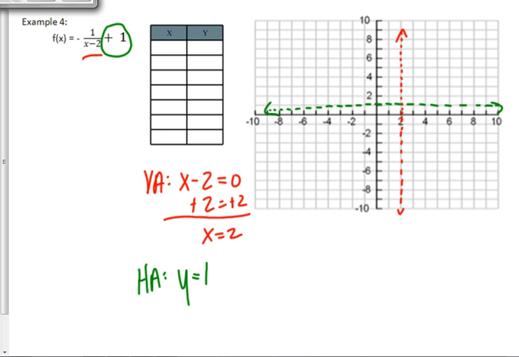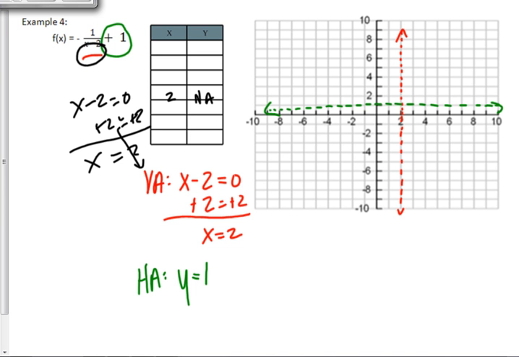Next thing, I'd find out my excluded value. Your excluded value is simply what your vertical asymptote is. I'm going to take that denominator there, x minus 2, right? So set it equal to 0, add 2, and you have x equals 2. So x cannot be 2. Remember, I put that in my graph. I say that is NA, not applicable.